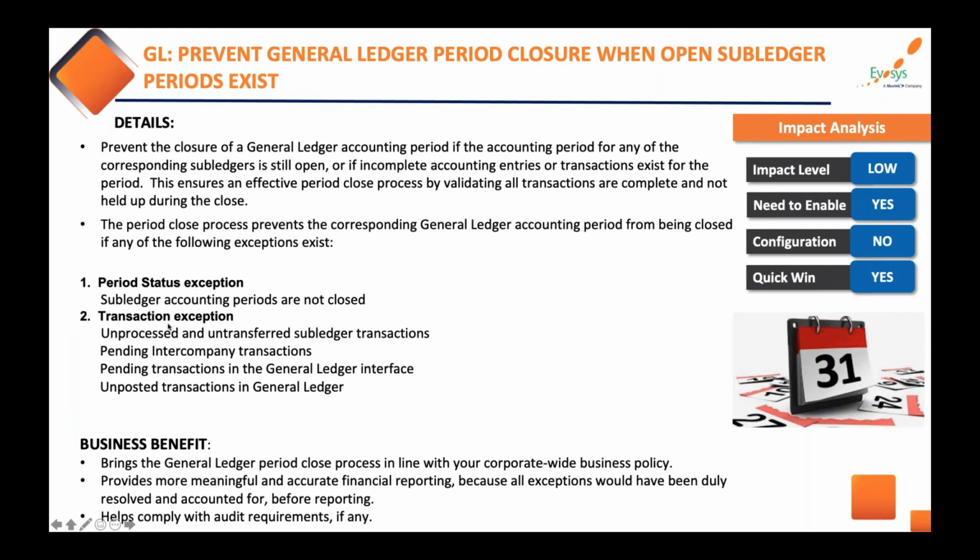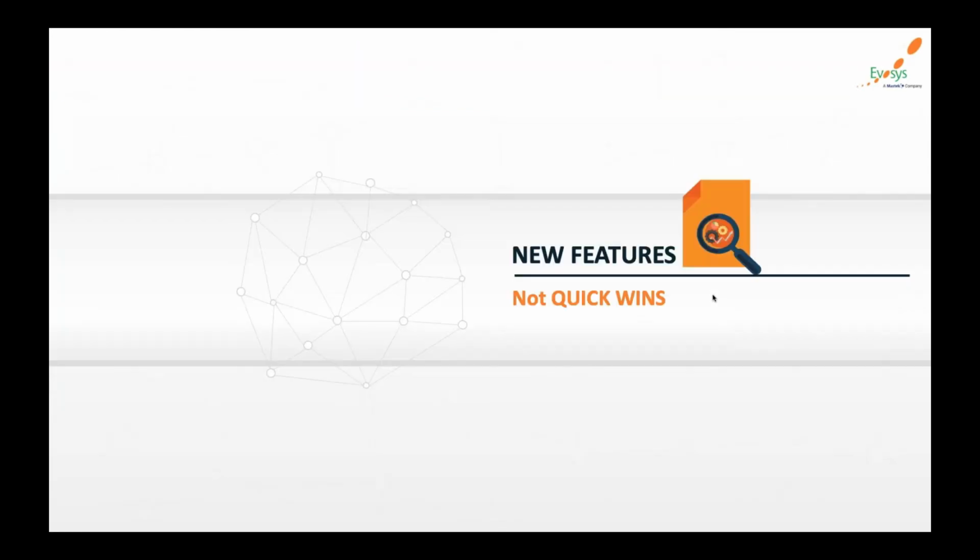It will also trigger the transaction exceptions, which are unprocessed or untransferred transactions, pending intercompany transactions, or transactions which are pending in your GL interface. Previously those validations were missing, but now that validation is coming in for your GL period closure. From our impact level point of view, the impact level is low because you just have to enable it. Not much configuration is required, and yes, it is a quick win.